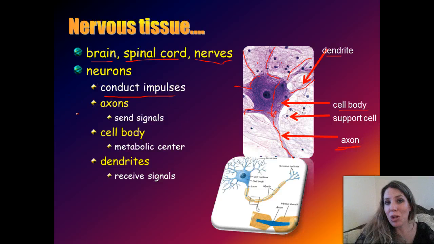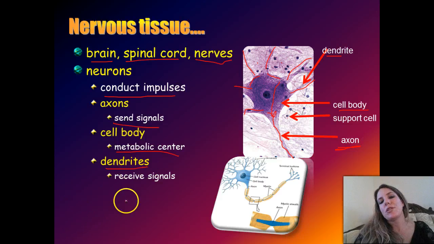They do it chemically. This is what's fascinating. They create electrical signals using chemicals. And then the axon sends the signals. The cell body has all the organelles, the nucleus, that's your metabolic center that receives the signal from the dendrites. So the dendrites are the first to receive those signals.